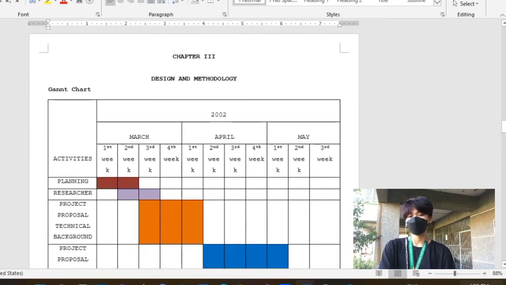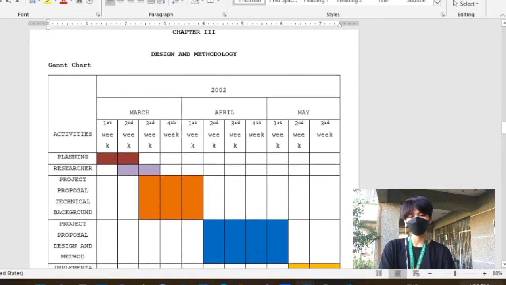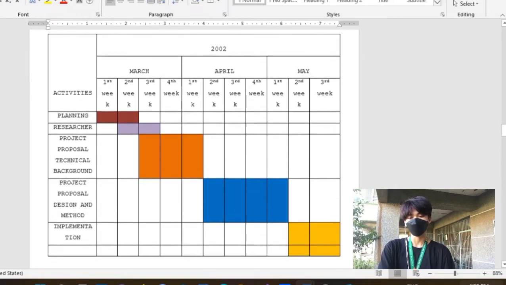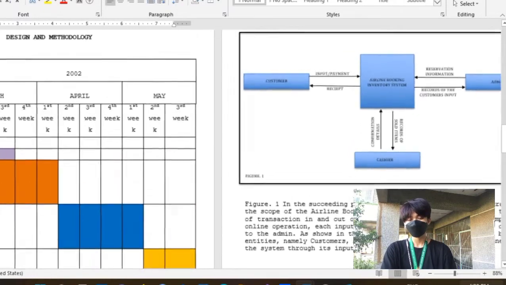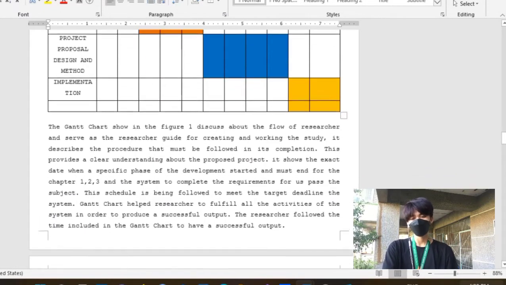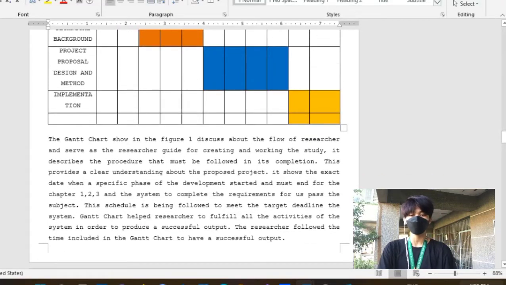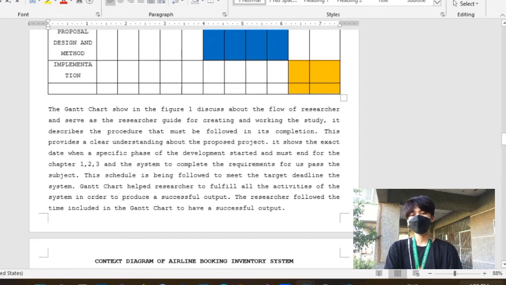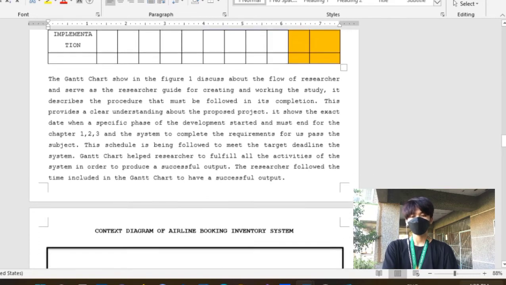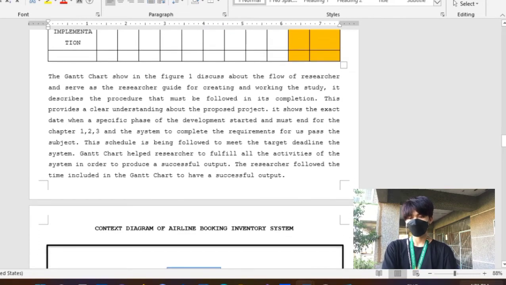In chapter 3, it has its design and methodology. This is the Gantt chart that I made and its description. The Gantt chart shown in figure 1 discusses the flow of the researchers and serves as the researcher's guide for creating and working on the study. It describes the procedures that must be followed in its completion. This provides a clear understanding of the proposed project.